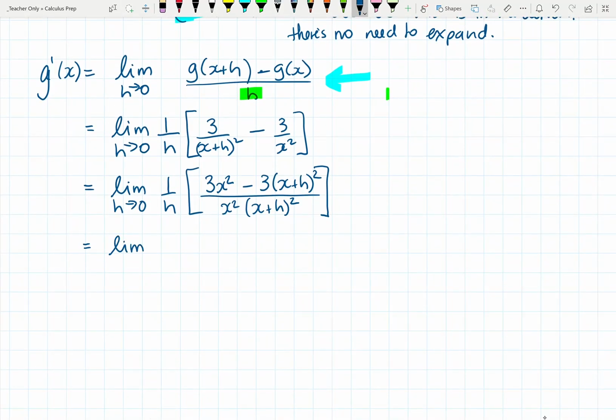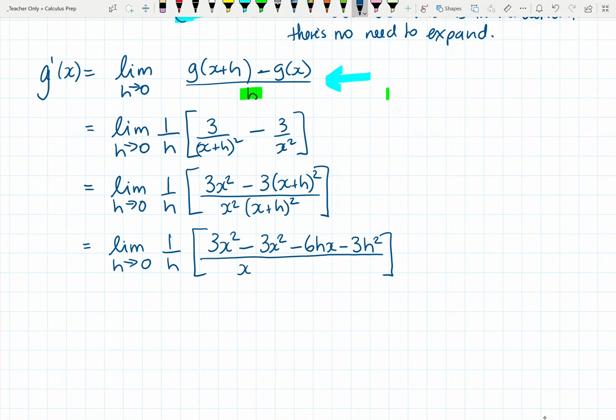What you should do now, though, is expand the numerator and cancel what can be cancelled there. So we've got 3x squared minus 3x squared minus 6hx minus 3h squared, all divided by x squared times x plus h all squared. You can see that the 3x squareds cancel each other out, and remember our check that everything that's left should have an h in it, which it does. So the limit as h approaches 0 of 1 on h is minus 6. In fact, I'll factorise out that h now.